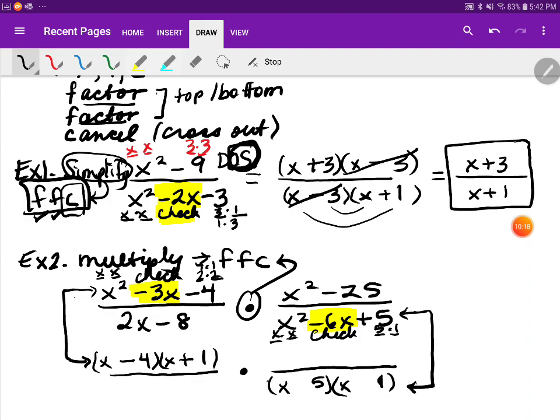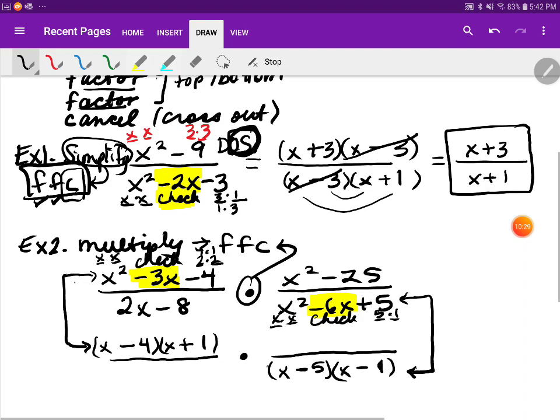So what are my signs? Positive, negative, negative, positive, negative, negative, positive, positive. So to get a negative 6, I'm going to need a negative and a negative. And that's negative 6, not negative 6x, but if you actually multiplied it out, these two would give you the negative 6x.